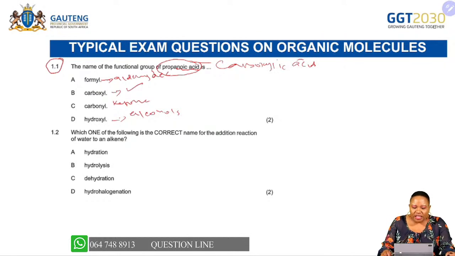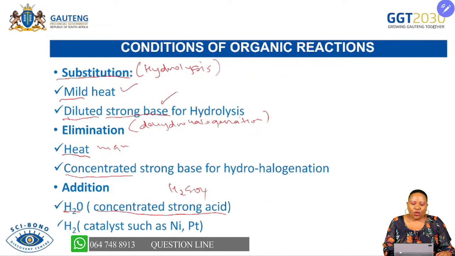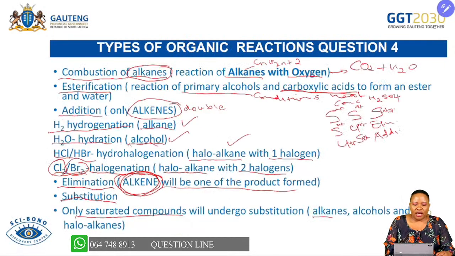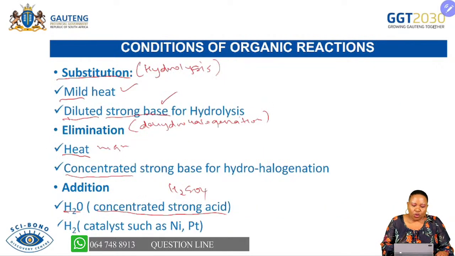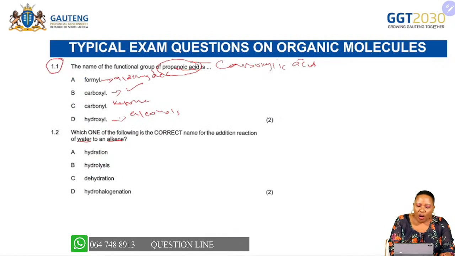Which one of the following is the correct name for the addition reaction of water to an alkene? This is what we just discussed now. When you add water to an alkene, as you can see from the notes that I just gave you, it is going to be hydration and the product is going to be an alcohol. So the question is, what is the name of the reaction? Definitely A is going to be correct, because it's hydration.